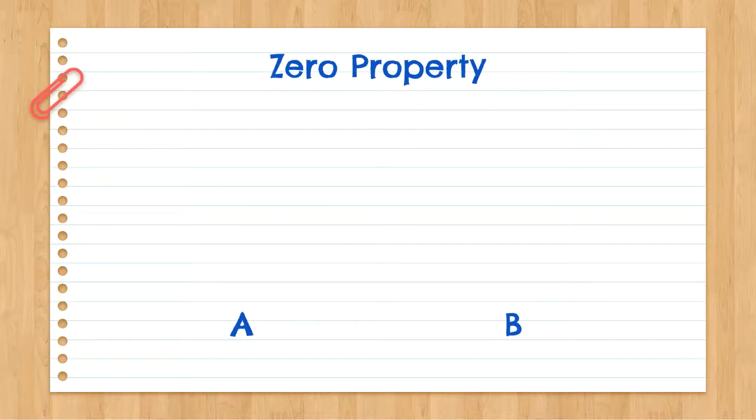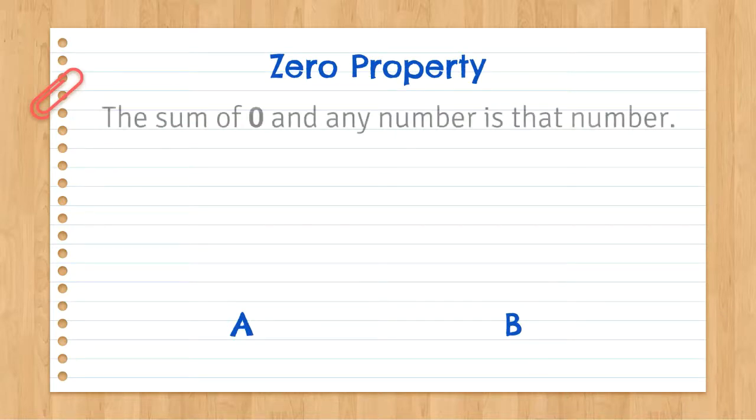Alright, let us recall zero property of addition. In zero property of addition, it says that the sum of zero and any number is that number. Or we can say that any number added to zero will give you the same number.